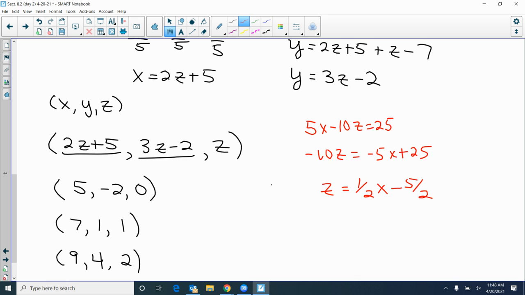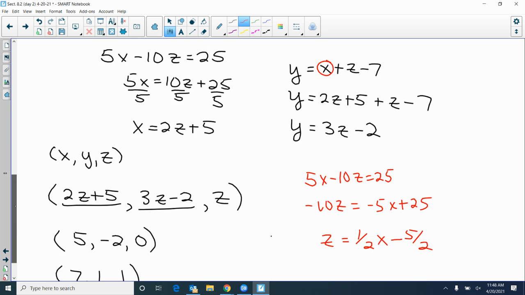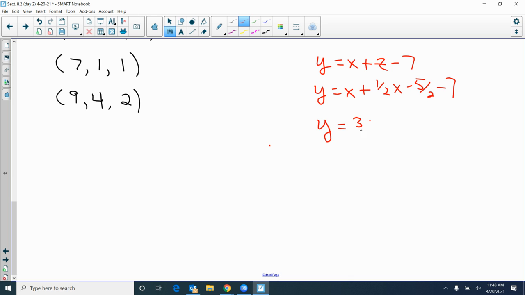Make sure I didn't make a mistake. And then what was the other one? We had y equals x plus z minus 7. So I could take the z out, and I could make it 1/2 x minus 5/2 minus 7. And so you get y equals 3/2 x minus 19/2. And so you would write this as x, 3/2 x minus 19/2. And then what was the z? 1/2 x minus 5/2.